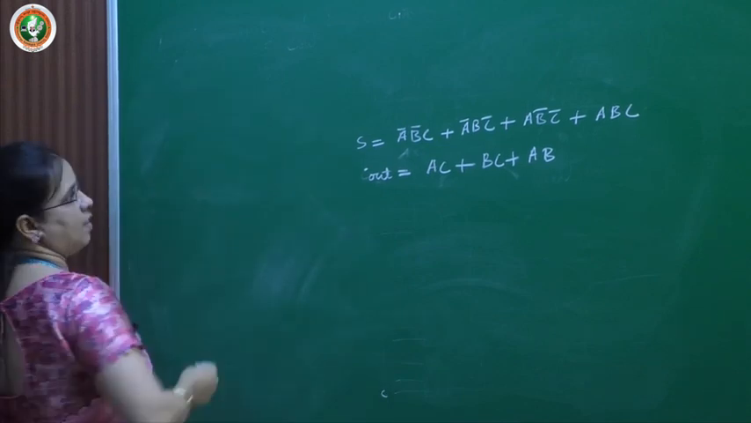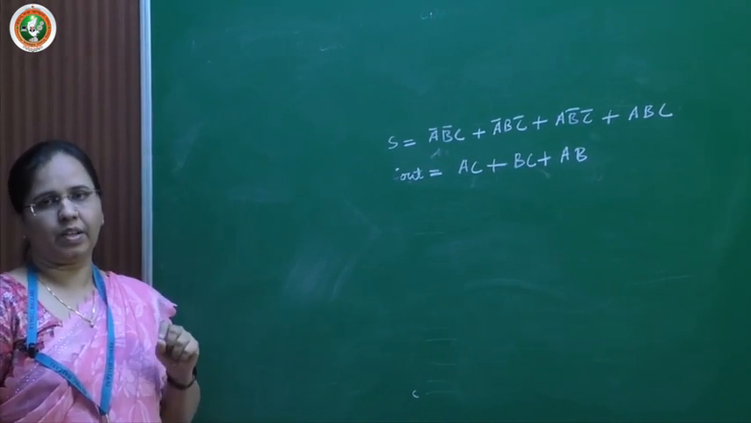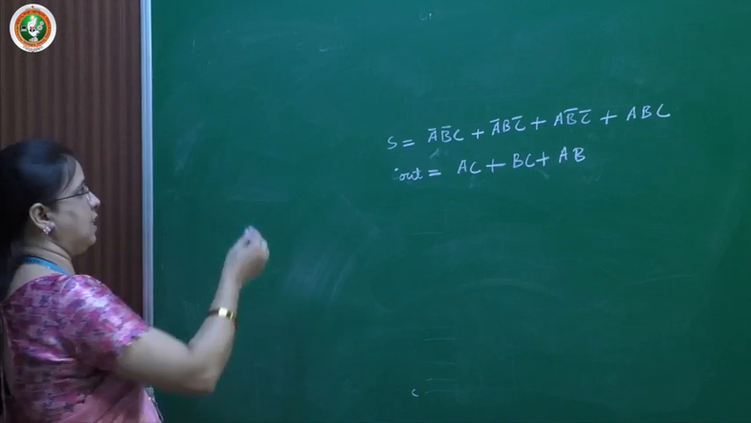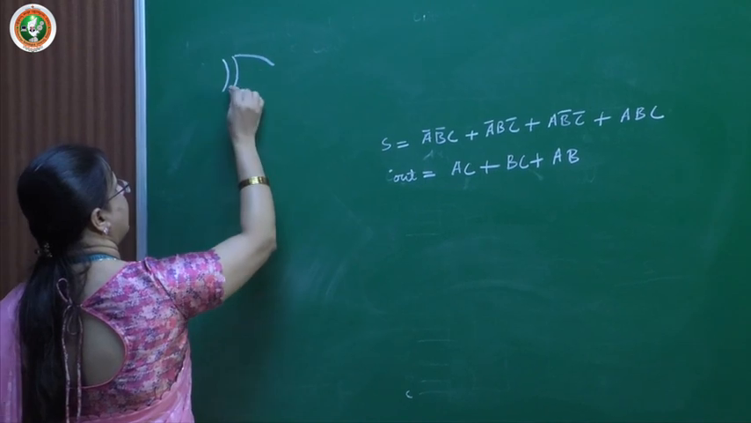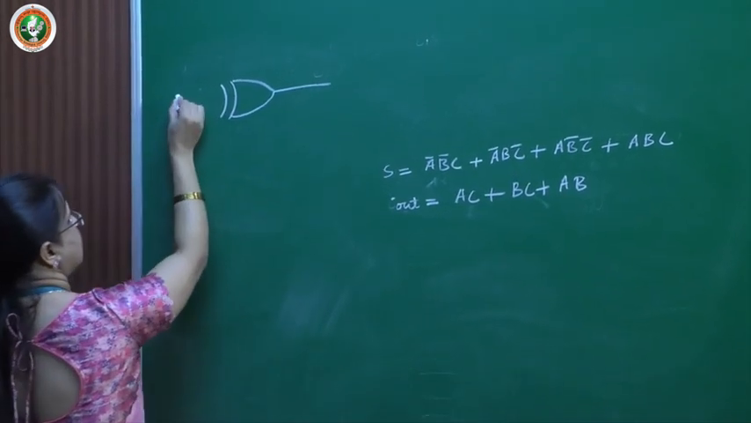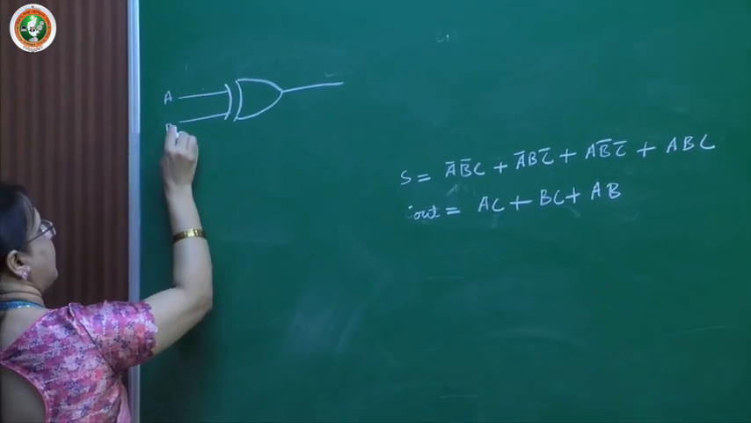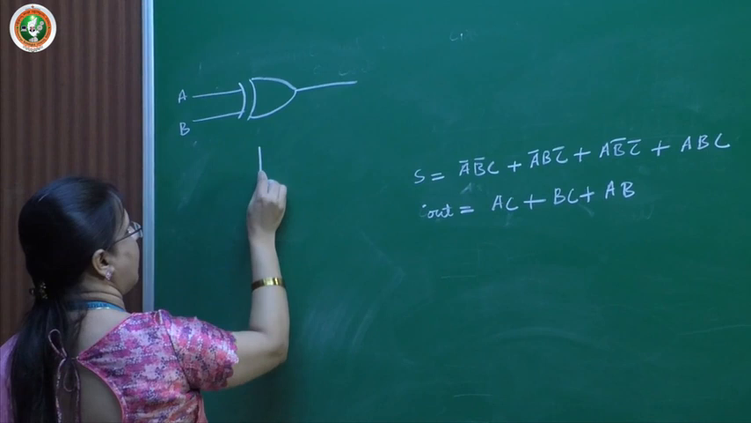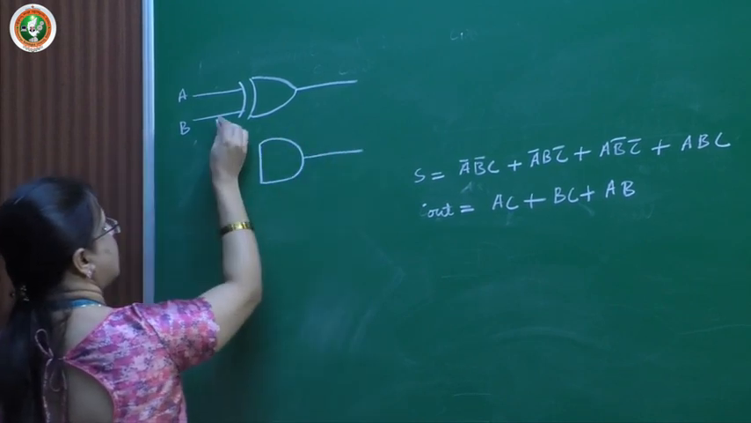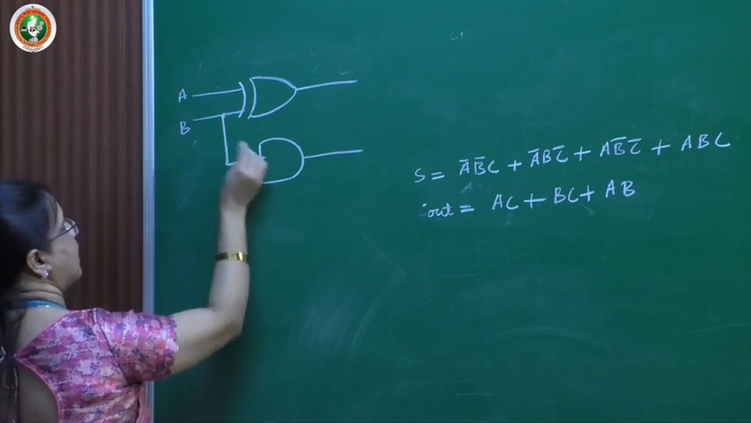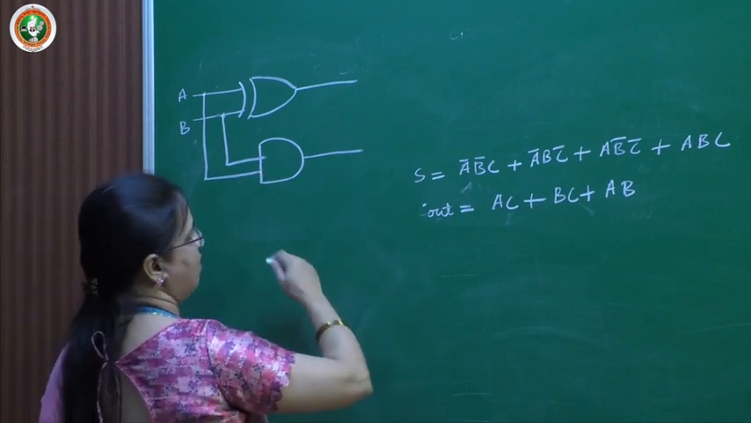We know that a half adder can be constructed using one XOR gate and one AND gate. So let us take that. I'm going to take one XOR gate and one AND gate. For this, the inputs will be A, B. Then here we have an AND gate. For this, again the inputs will be coming from A and B. So this is your first half adder.